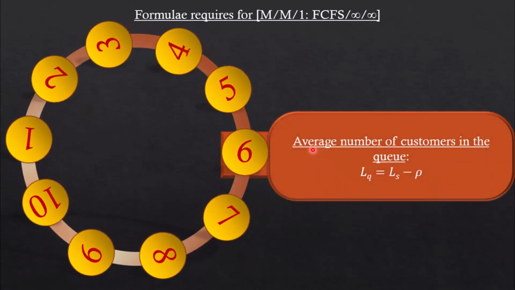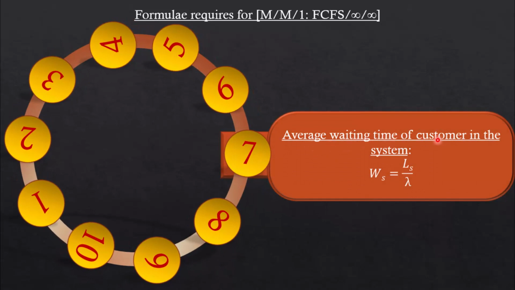The next formula is the average number of customers in the queue. It is represented by LQ and it is given by LS, that is length of system, minus rho. Now if we need the formula in the form of lambda and mu, we simply put rho equal to lambda by mu, and in that manner we can convert our formula in terms of lambda and mu. Now let us move ahead.